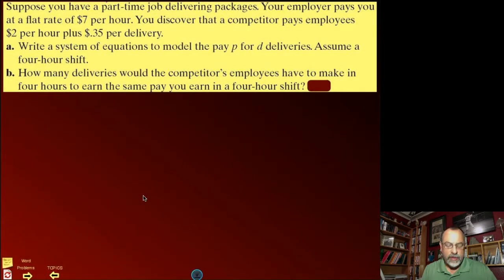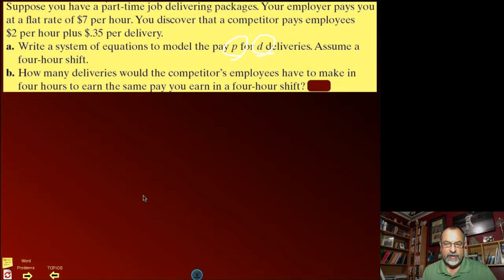So in this problem, we're looking at which job would pay better. So suppose you have a part-time job delivering packages. Your employer pays you $7 an hour, but a competitor wants to pay you $2 an hour plus 35 cents for every delivery. So write a system of equations to model the pay for deliveries.